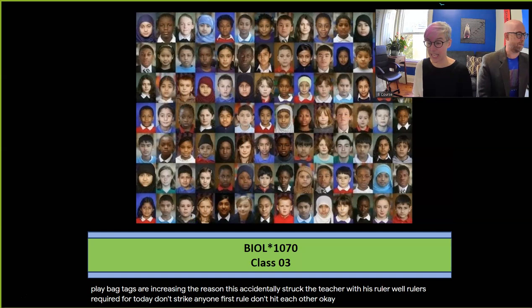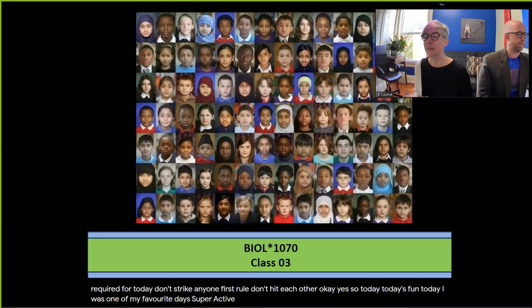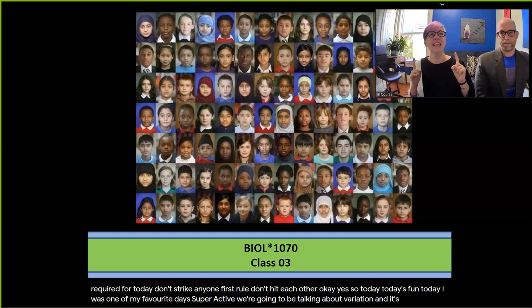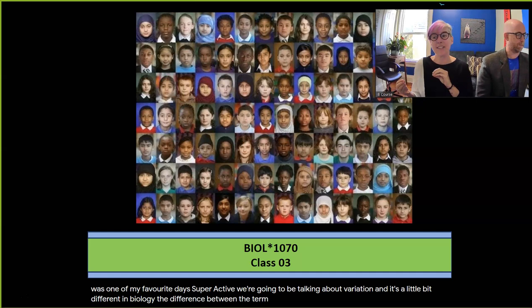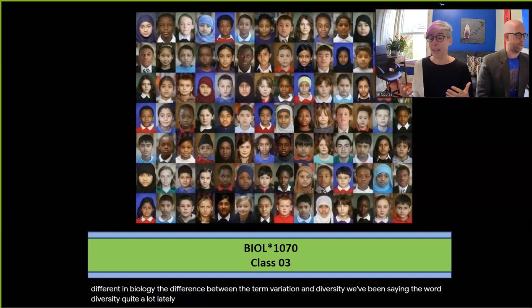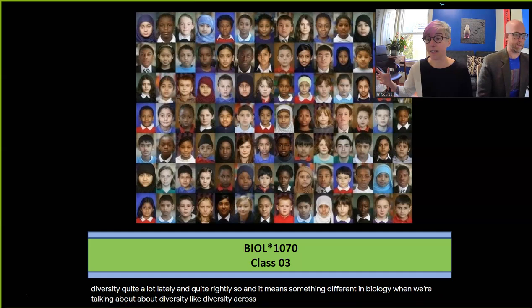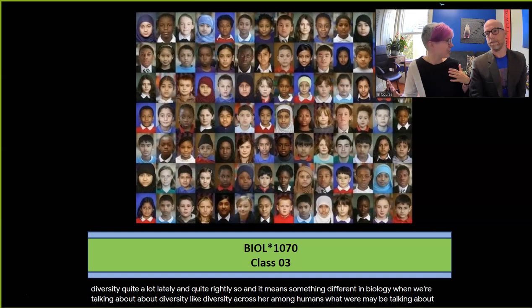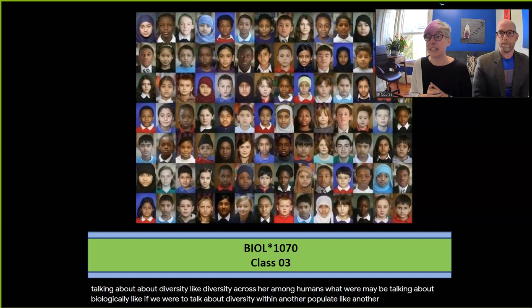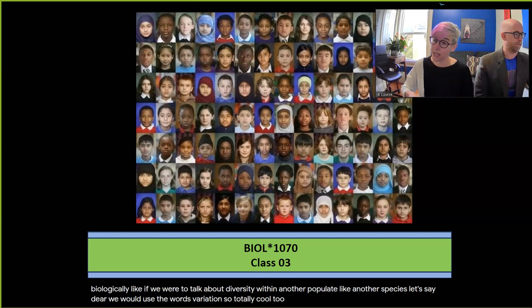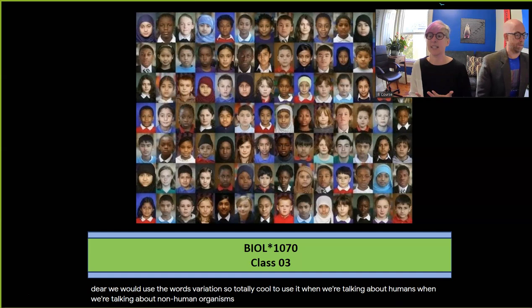So today's fun. It was one of my favorite days, super active. We're going to be talking about variation. It's a little bit different in biology, the difference between the term variation and diversity. We've been saying the word diversity quite a lot lately, and quite rightly so, and it means something different in biology. When we're talking about diversity among humans, biologically, if we were to talk about diversity within another population, like another species, let's say deer, we would use the word variation. So it's totally cool to use it when we're talking about humans. When we're talking about non-human organisms, we tend to say variation instead.